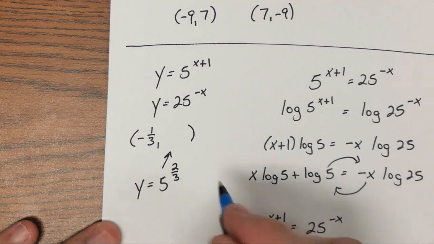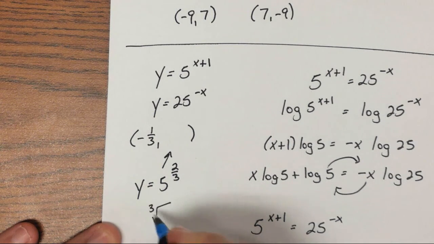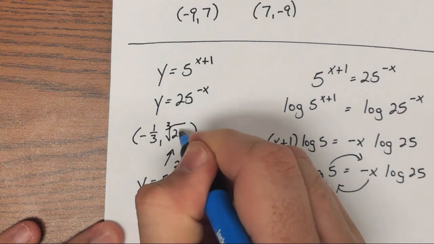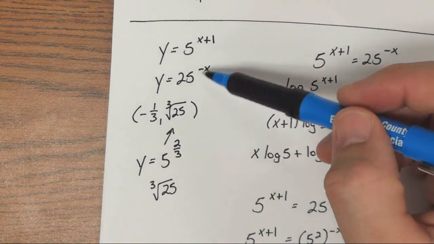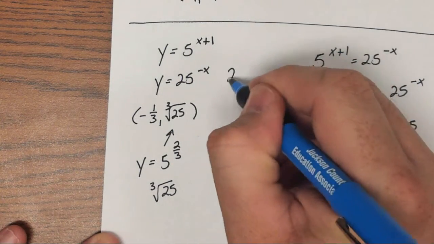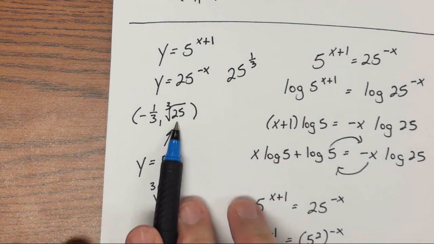Here's another way to leave your answer. The top number is a power, the bottom number is a radical. This is the third root of 5 to the second power. So there's another way, and that's probably how I would write it: third root of 25, cube root of 25. If you would like to check it, you could also plug that into the other. Negative 1/3 plugged in here would give you 25 to the positive 1/3 power, which I believe would also be the cube root of 25.